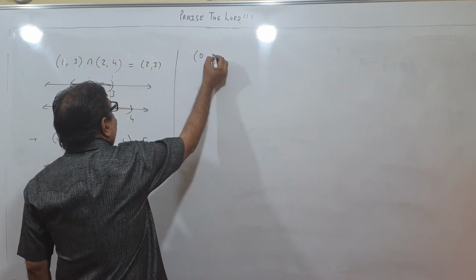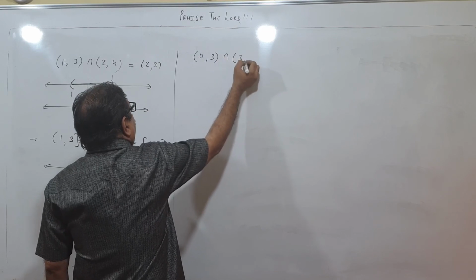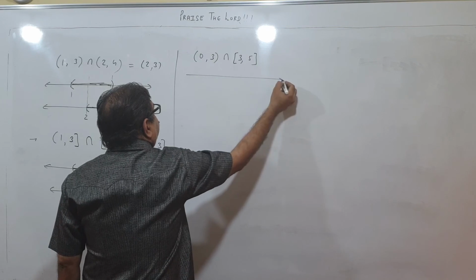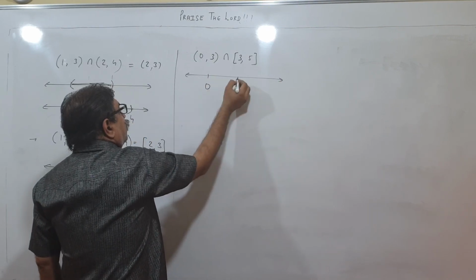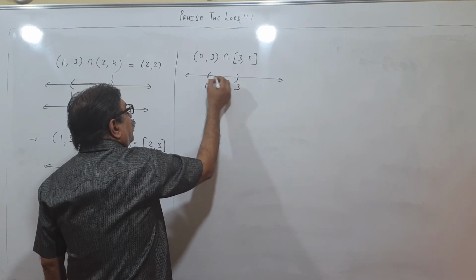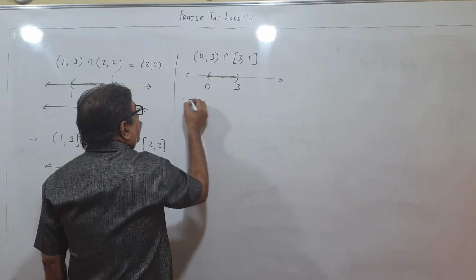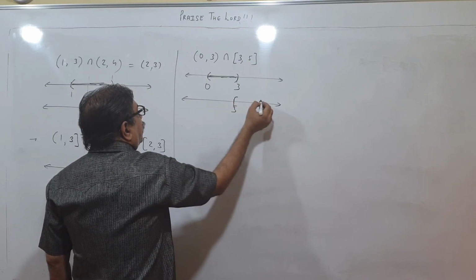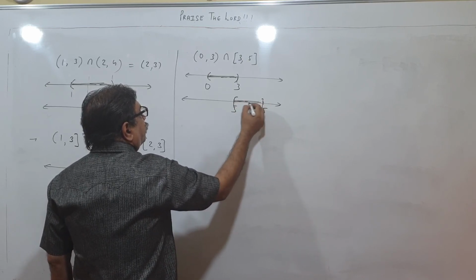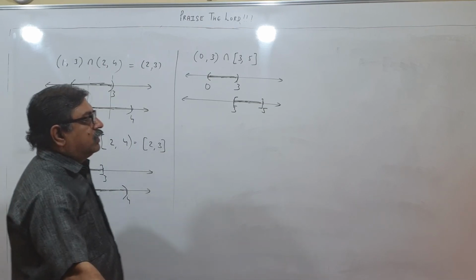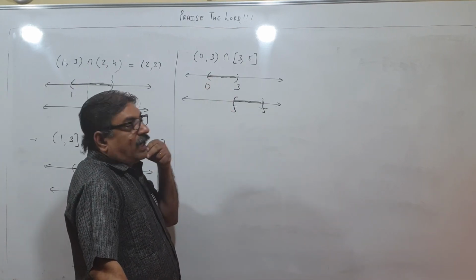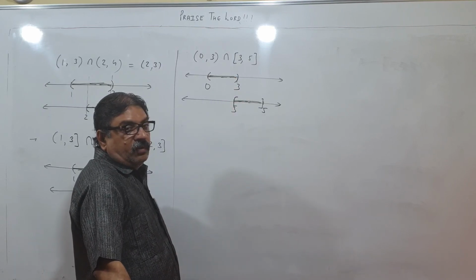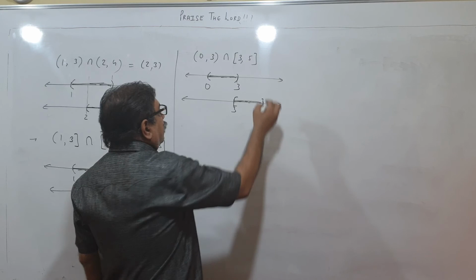If I have (0, 3) intersection [3, 5]. Let us see. This is 0, this is 3. Not included, not included. And then 3 to 5. Included, included. Anything common? Nothing is overlapping, but 3 and 3 I can see they are same numbers. 3 included here but not over here. So no element is common, the answer is null set.